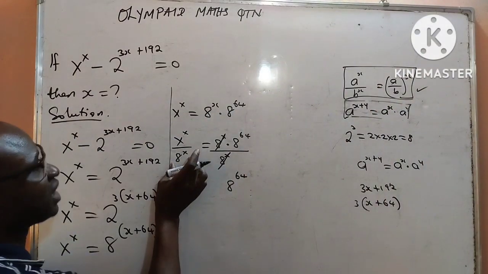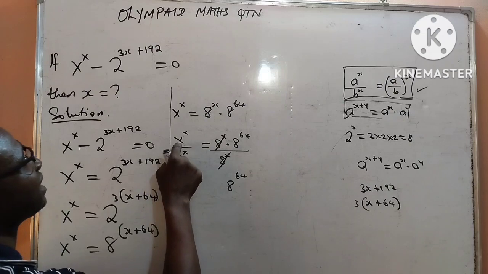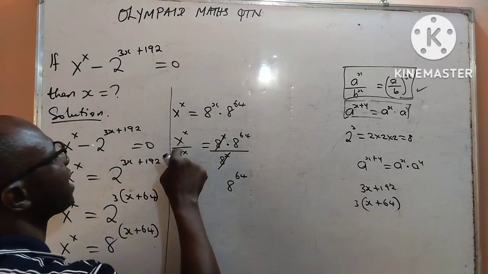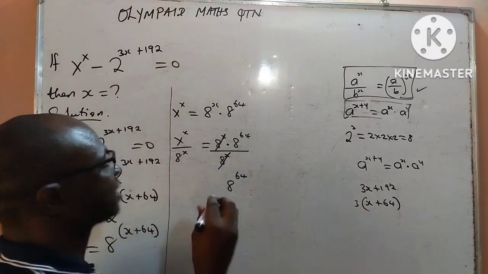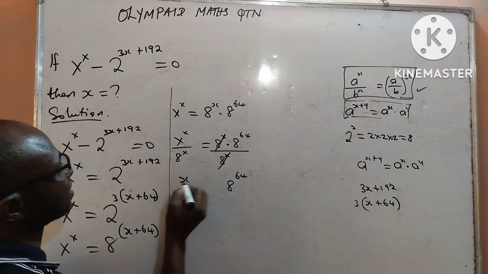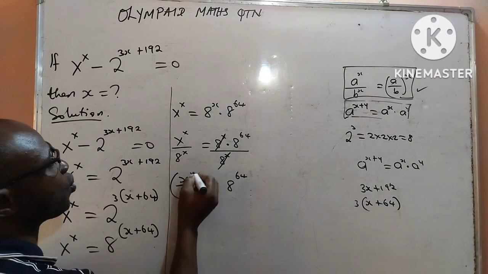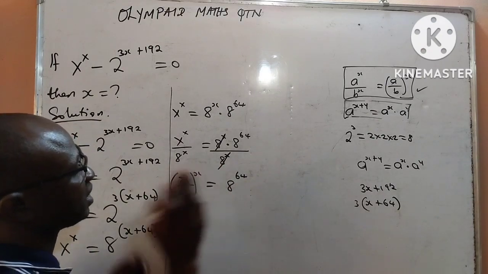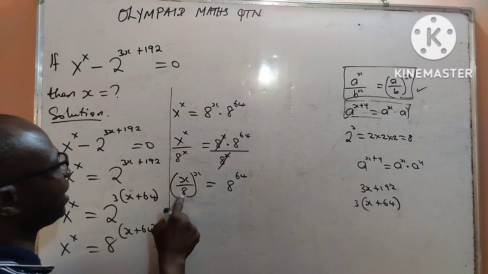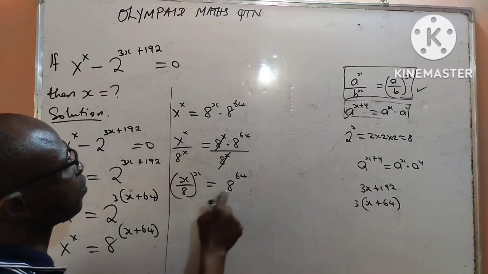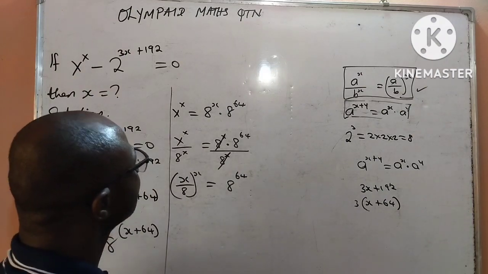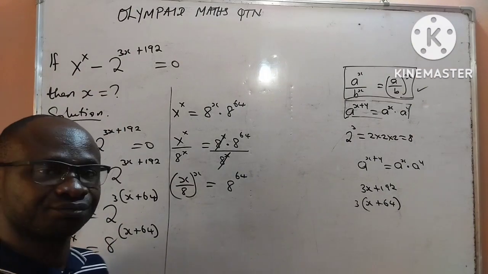We are going to apply it to the left because at the left hand side the power is x and the denominator also has a power x. I can now write it as x all over 8 all to one common power, which is power x, and that is what we have now in this step. x over 8 to the power of x equal to 8 to the power of 64. Beautiful. Now what next will I do?